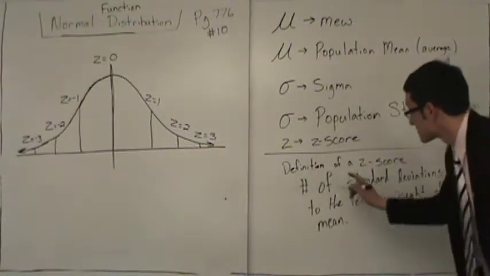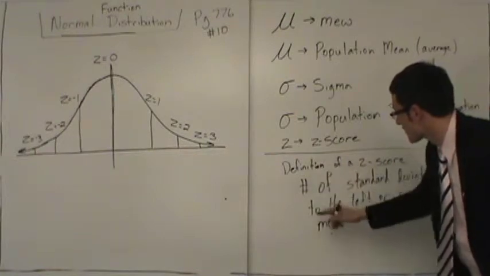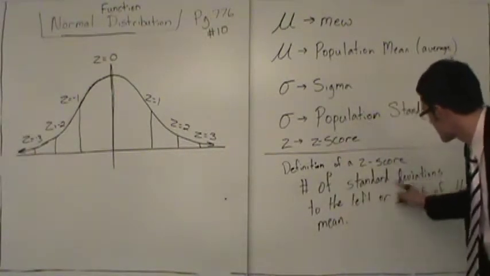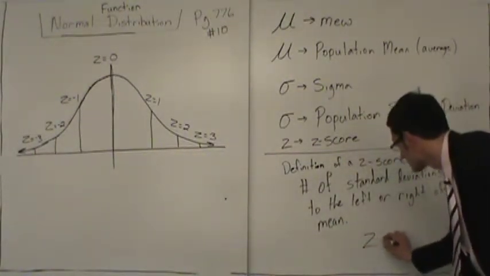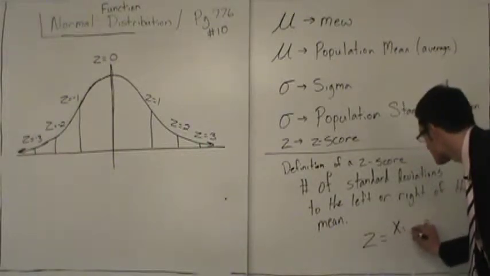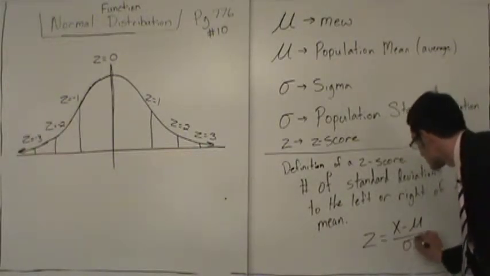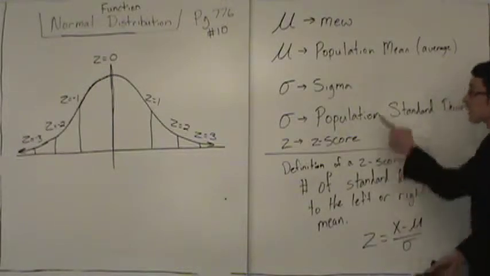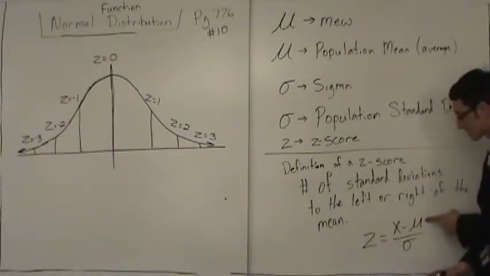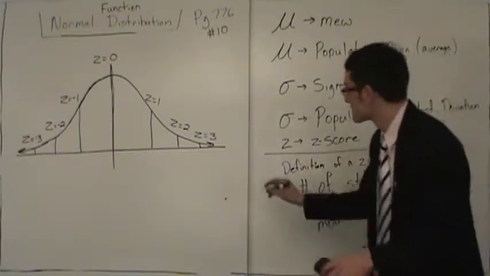This is a two-part definition. The first part of the definition is what is a z-score: the number of standard deviations to the left or right of the mean. Then you have the formula, z equals x minus mu over sigma. Again, you see your symbols. You see sigma, you see mu, the mean, and then x, reminding you this is the x-axis.